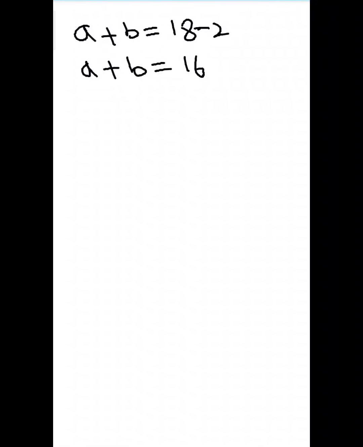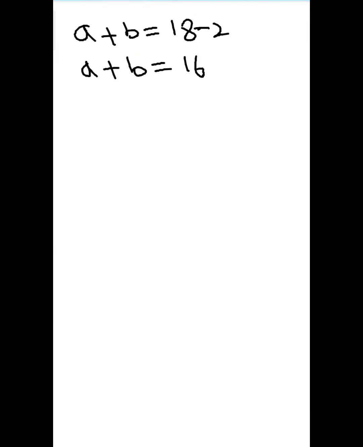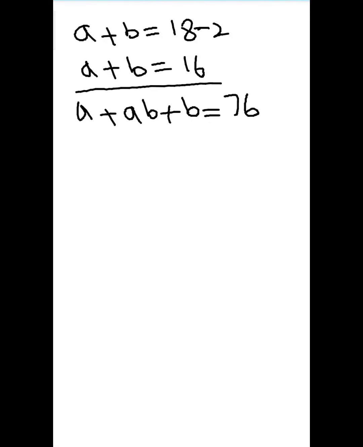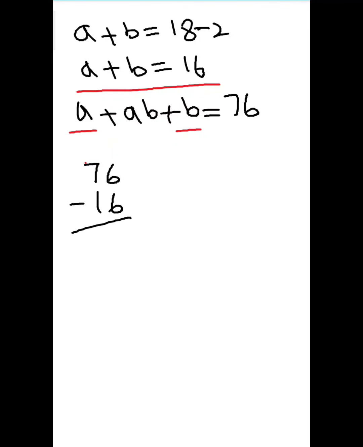Looking at our question once again, which is a plus ab plus b is equal to 76. So as we know, a plus b is equal to 16. And substituting that value in our equation, we can write 76 minus 16 is equal to 60, which is equal to a times b.